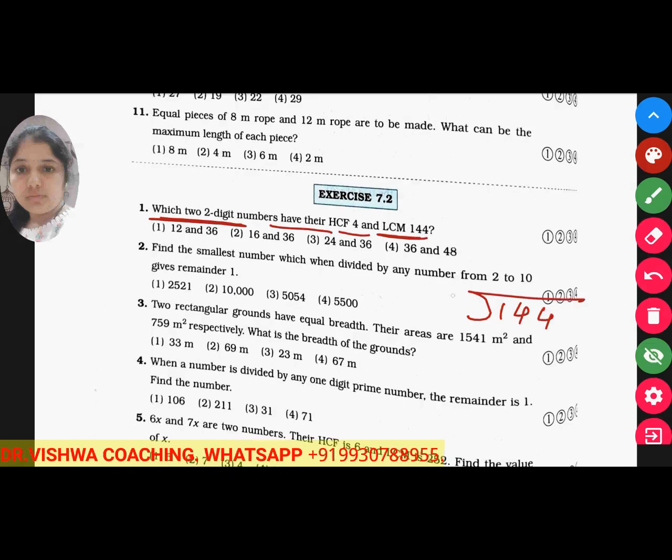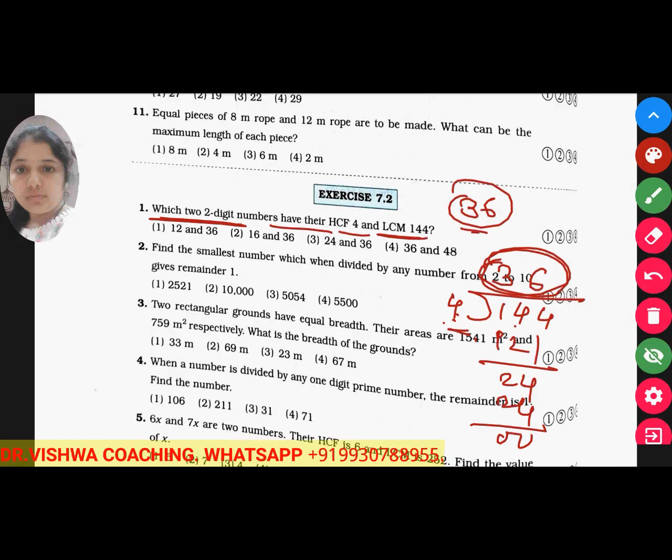LCM should be divided by HCF, so we will get the non-common factors. If we divide this LCM by HCF, we get the answer: 4 3s are 12, 2 will be the remainder, 4 will come down, and 24. Now see, 4 6s are 24. So 36 is the product of two non-common factors.